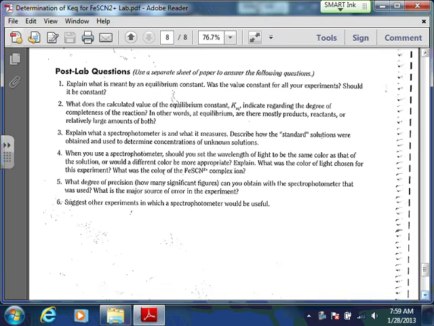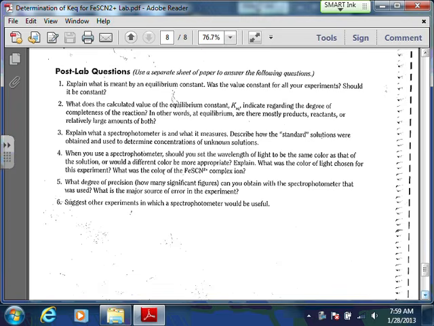Postlab questions: explain what is meant by an equilibrium constant. Was the value constant for all your experiments? Should it be? Okay, you can answer that question. What does the calculated value of the equilibrium constant indicate regarding the degree of completeness of the reaction? In other words, at equilibrium, are there mostly products, reactants, or relatively large amounts of both? Again, we've talked about this in class, and this is just a good review.